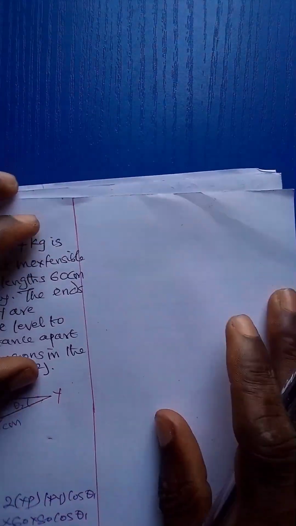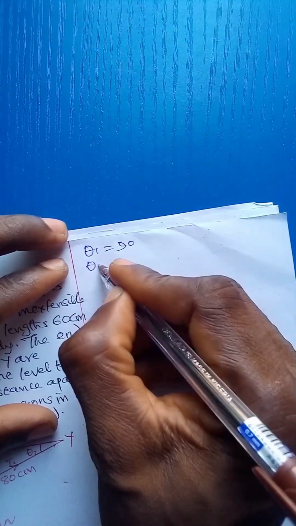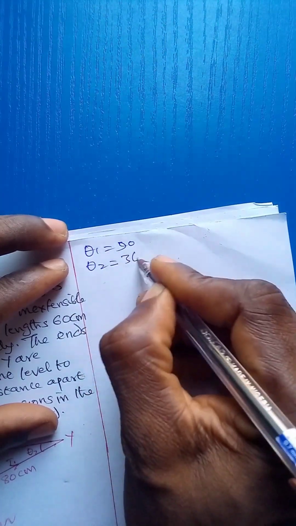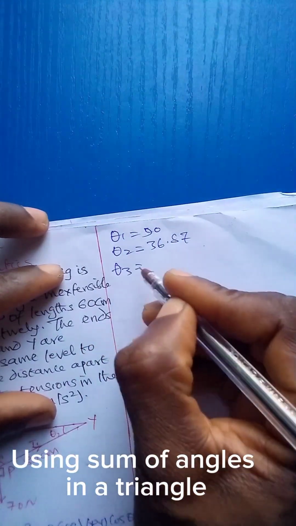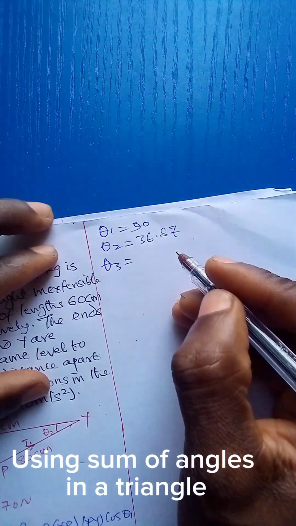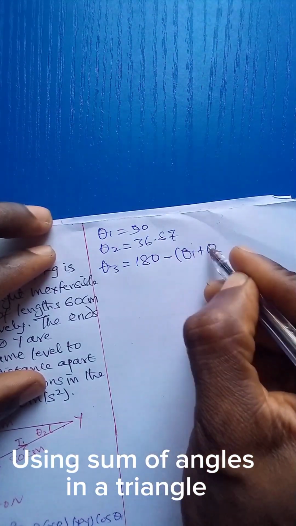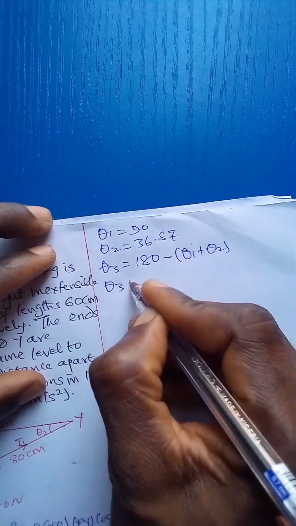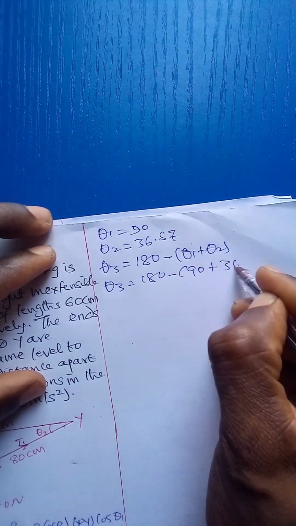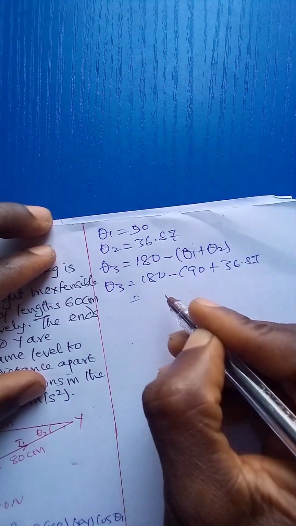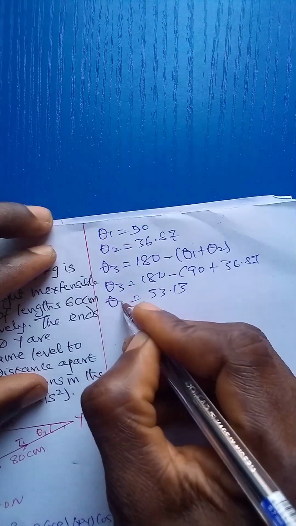So we now have that theta 1 is 90 and theta 2 is 36.87. We can now find the third angle, which is theta 3, and we are going to do it using the sum of angles in a triangle. That is 180 minus theta 1 plus theta 2. So theta 3 will now be 180 minus 90 plus 36.87. And we punch our calculator, we are going to get 53.13 as our theta 3.